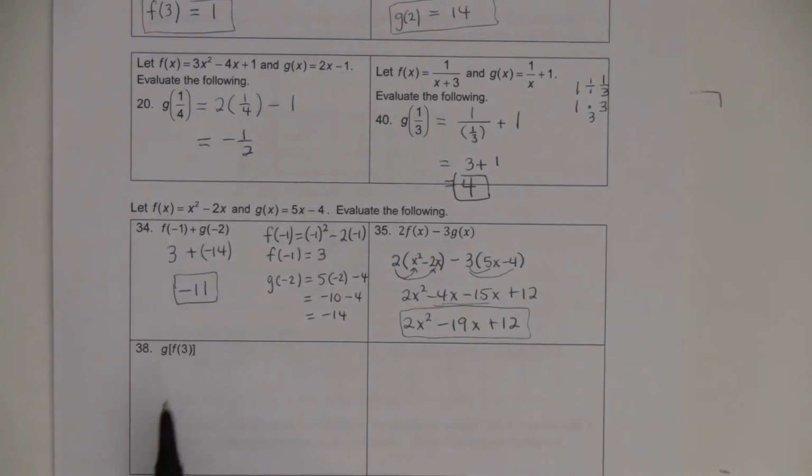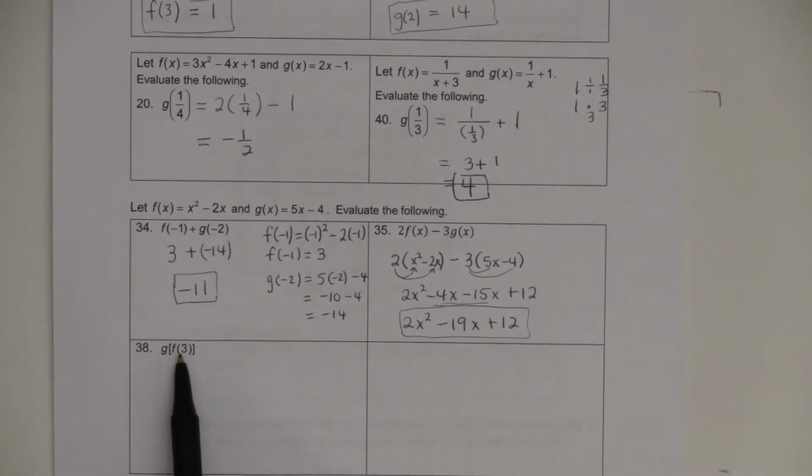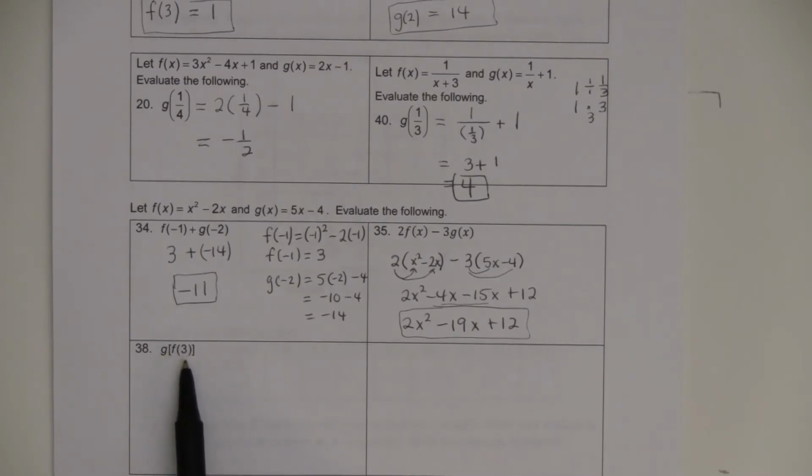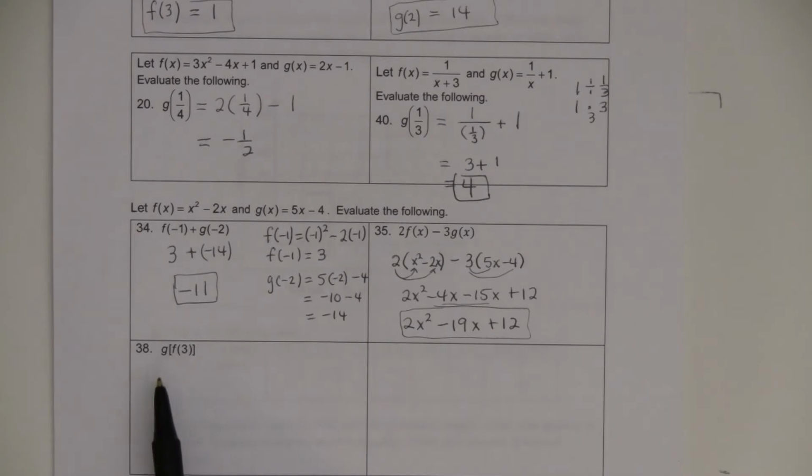Okay, this one says f at 3 on the inside. So it's saying g at f at 3. And so the first thing you're going to do is you're going to work from the inside out, kind of like you would have with the order of operations.